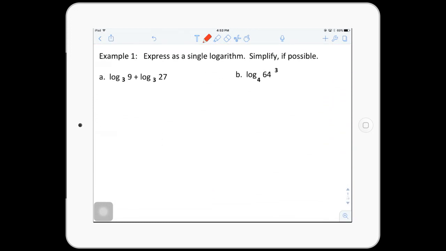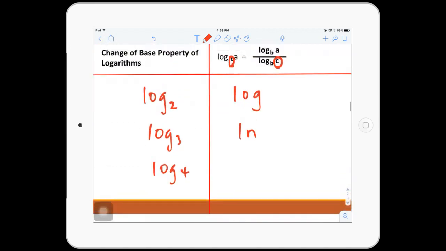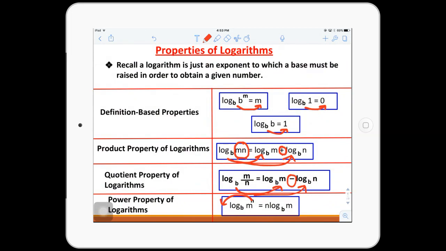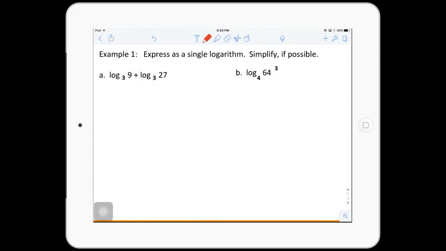The first one we're going to take a look at is expressing as a single logarithm. So we're going to be actually combining in this case. We are going to use the properties from earlier and we're going to condense. So we're going backwards. Remember, to apply the property to expand is to rewrite it as two logarithms, and to bring it back together is called condensing. So here is condensing.